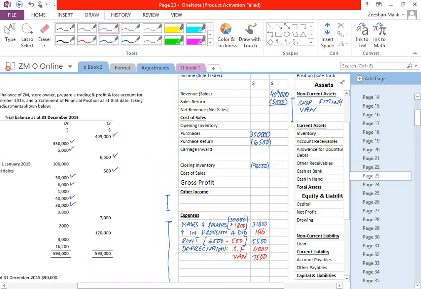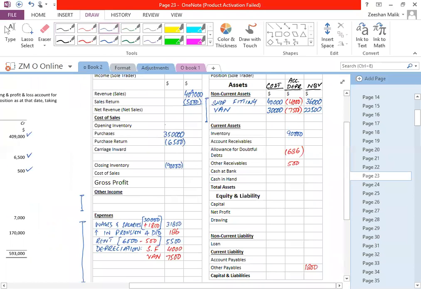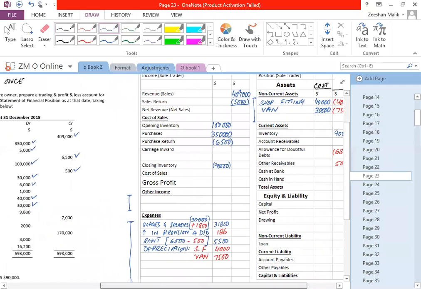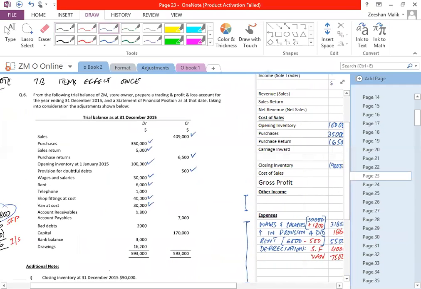A trial balance item affect once. लिख लें. Trial balance item affect once. An adjustment effect twice. Opening inventory 100. Opening inventory here. Opening inventory in cost of sales. ये रटा रटाया format है. You have to learn these format first so that you can understand how the values are coming in.